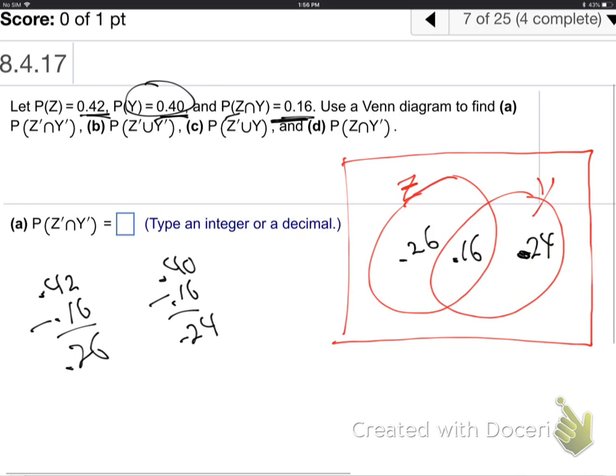See how the whole y section now adds up to 0.40, the whole z section now adds up to whatever those two totals are, 0.42, like they're saying, and the middle is 0.16. So we've made it true.